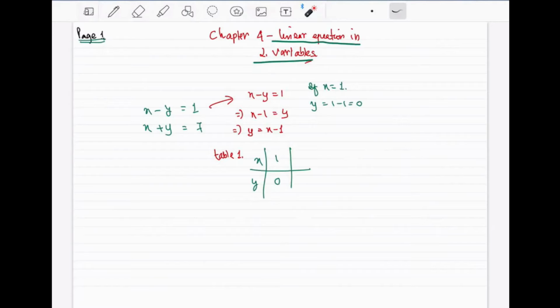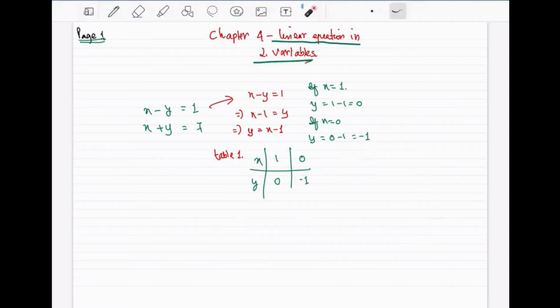Take another value of x, preferably 0, 0 is okay. So if x is equal to 0, what then? Let's put x as 0 here. If I put x as 0, then we are going to have y is equal to 0 minus 1, which will be minus 1, right? So we will put the 0 here, minus 1 here. When x is 0, y is minus 1.